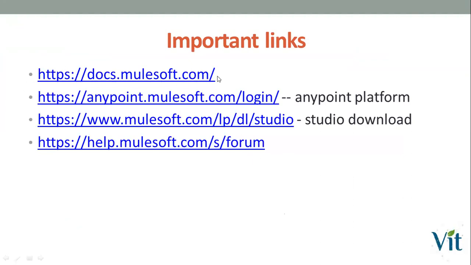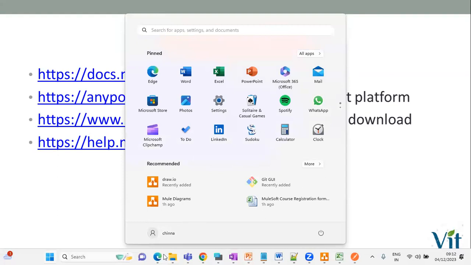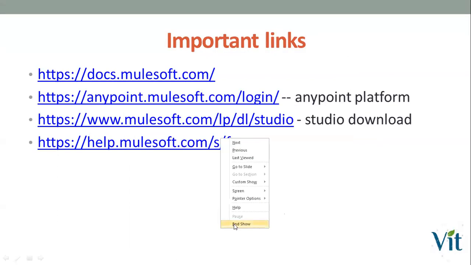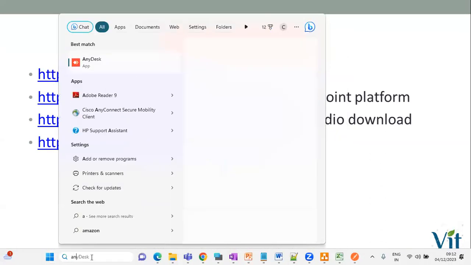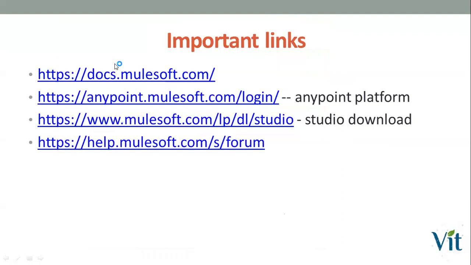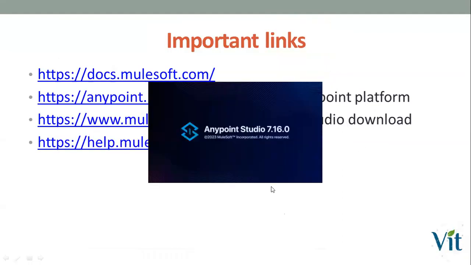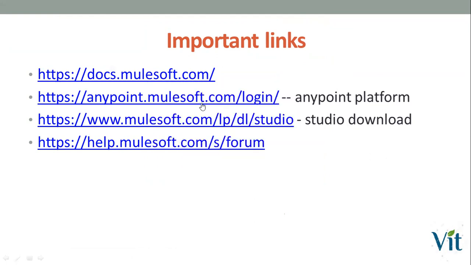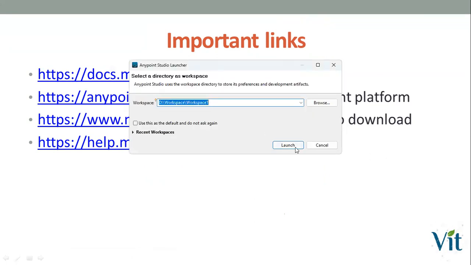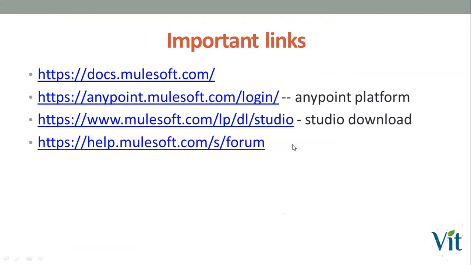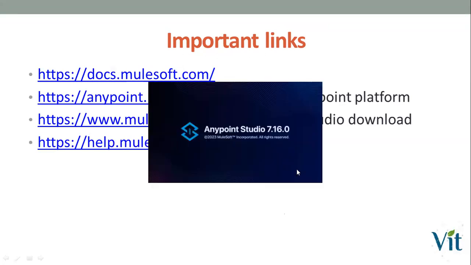So it's a documentation URL again. Okay, Anypoint platform, Anypoint Studio, help forum. These are some important links. That's fine. Where is Anypoint Studio? So this is the actual studio, guys, which we are going to use to develop our APIs. I'll show you how to do drag and drop options. It's loading.